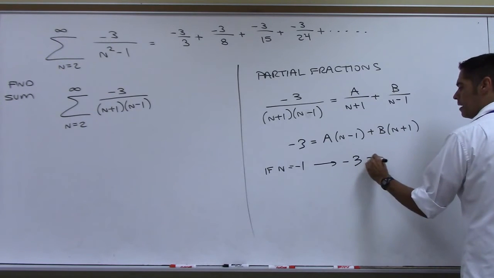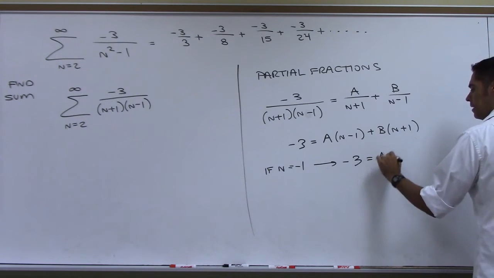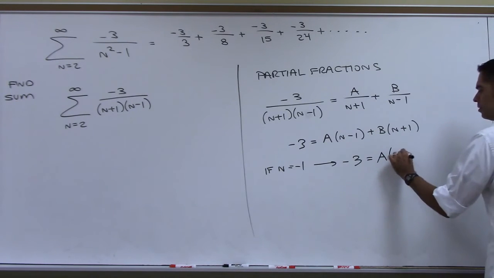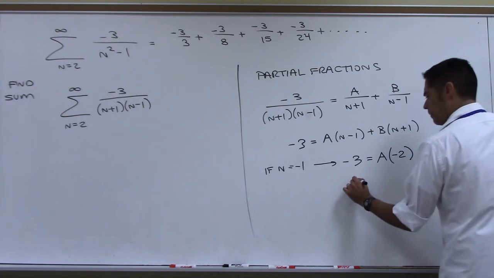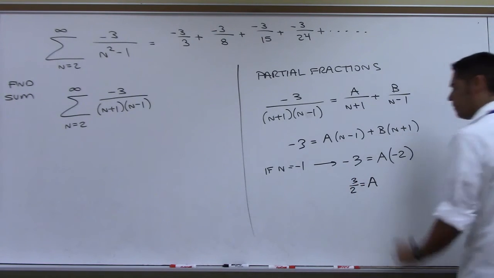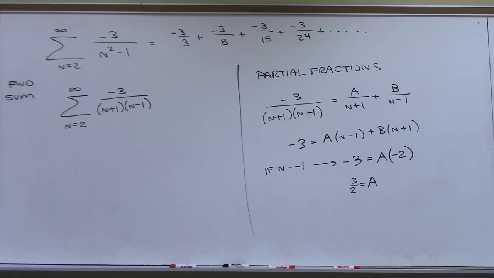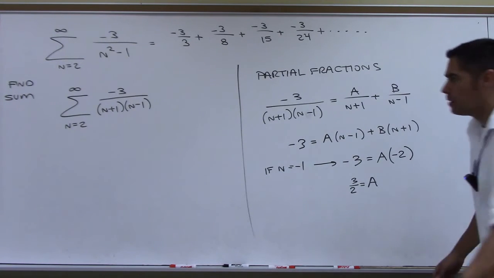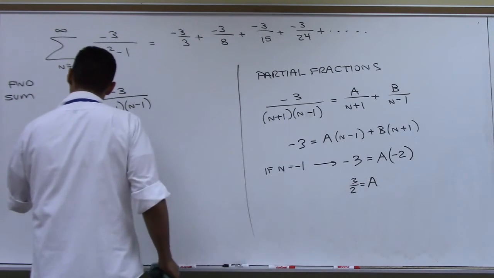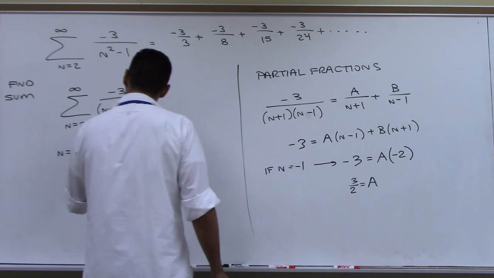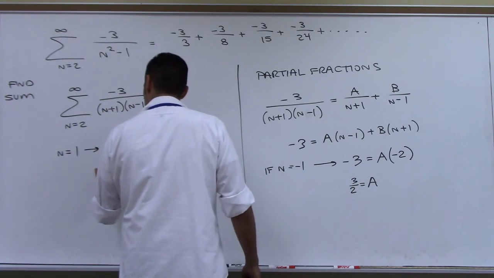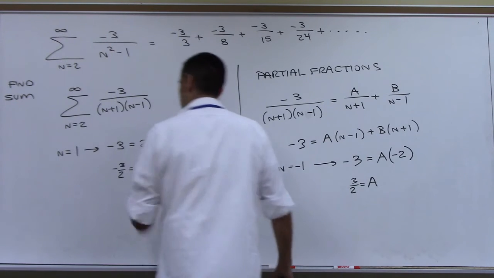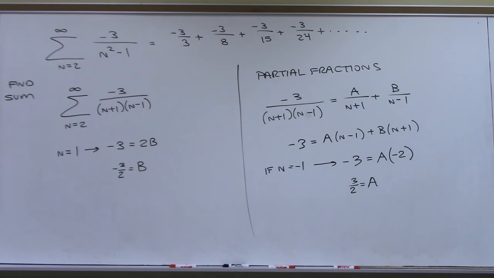-3 equals A times what? -2. Sorry, I was trying to avoid fractions. I must have messed something up when I was putting the problem together. So 3/2 is A. All right, what's B? Let n be 1, right? That's going to give you -3 equals 2B. So -3/2 is B. We all right with that?